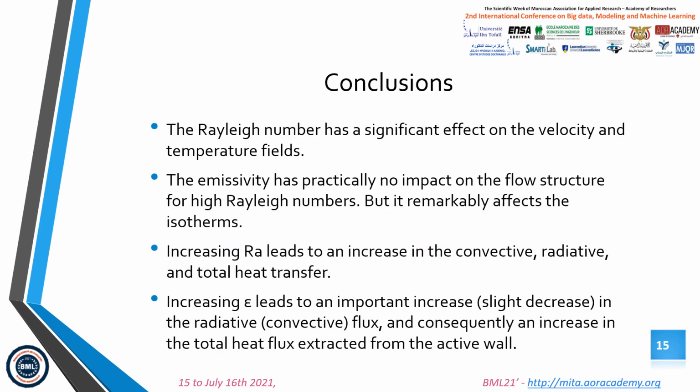In conclusion, we can retain the following points. The Rayleigh number has a significant effect on the velocity and temperature fields. However, the emissivity has practically no impact on the flow structure for high Rayleigh numbers, but it remarkably affects the isotherms. Numerical simulations performed also show that increasing the Rayleigh number leads to an increase in the convective, radiative and total heat transfer, while for the emissivity, its increase leads to an important increase in the radiative flux and a slight decrease in the convective one, and consequently an increase in the total heat flux extracted from the active wall.